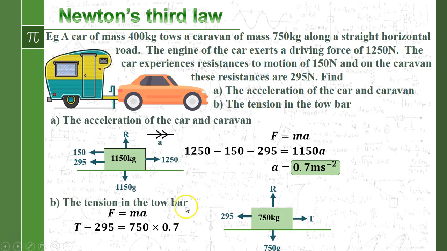Tension minus 295 equals mass times acceleration, and we know the acceleration of the caravan is 0.7, so we can plug that in. And so we've got the tension in the tow bar is 820. What you might want to do now is pause the video and have a go at doing exactly the same calculation with the car and get to exactly the same figure. Okay, so hopefully that's clarified the difference between the internal forces, how you deal with them, and external forces and how you deal with them.